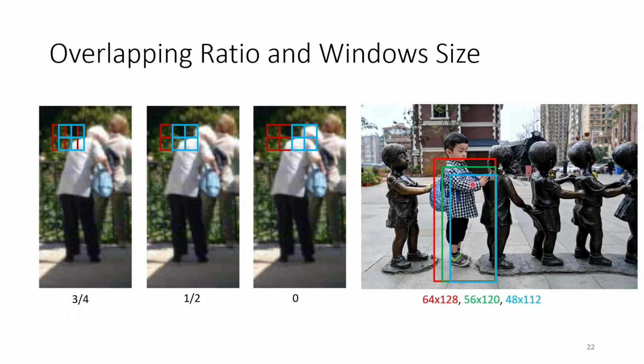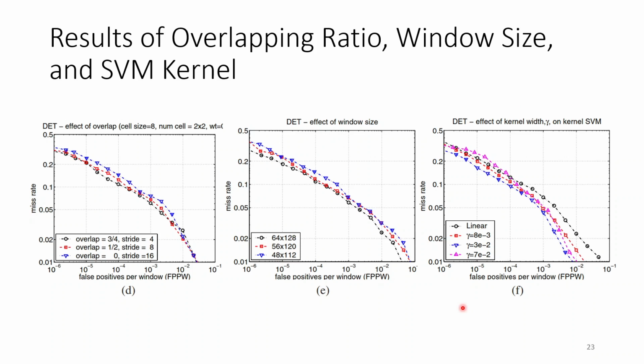And they also need to consider the window size. So there are three possible window sizes: 64 × 128, the largest one, a medium one, and a smaller one. You can see when they use different window sizes, there will be different numbers of blocks, so it will affect their feature vector. This is their report. They found the best case is an overlapping ratio of 3/4, and the best case for the window size is 64 × 128.